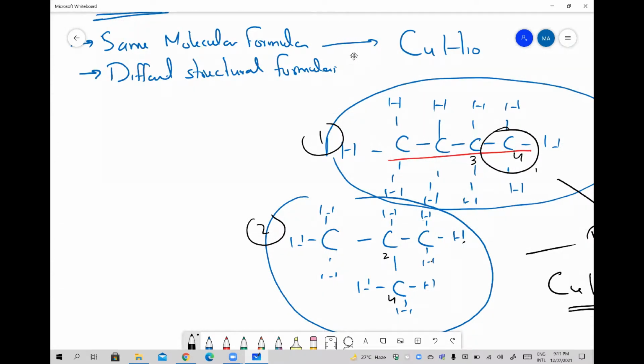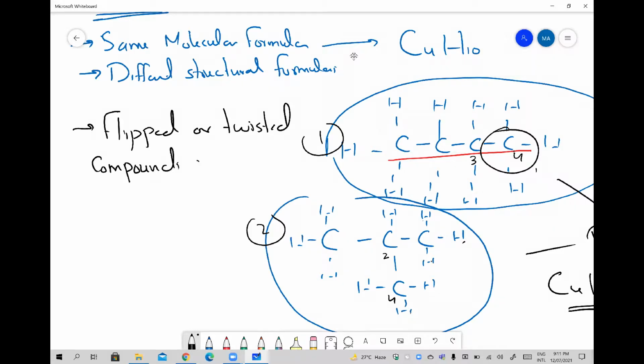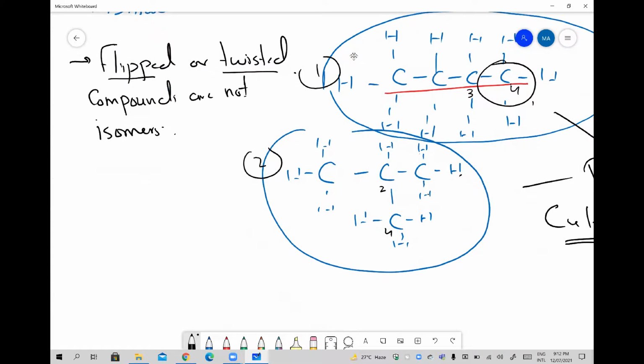All right. There's one thing to note here: if a molecule is flipped or twisted, it is not called an isomer. So flipped or twisted compounds are not isomers. Flipped or twisted compounds are basically the same as compounds in a mirror effect.